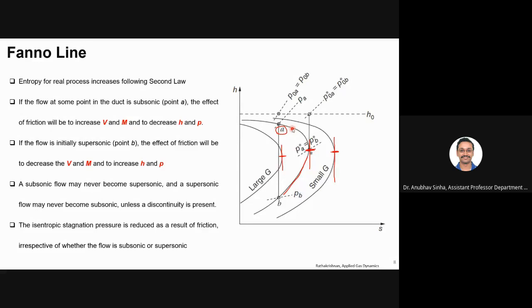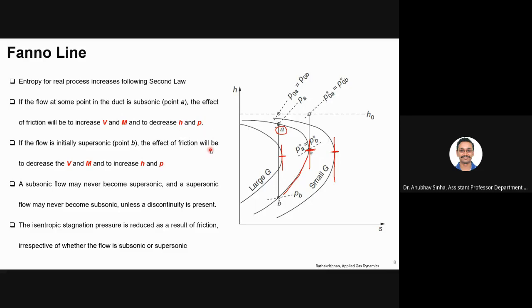Right, sir. So following the second law, the entropy should increase, so it will go in this direction. What will happen is velocity will increase, Mach number will increase, and h and p will decrease. Okay, is this fine? Yes, sir.